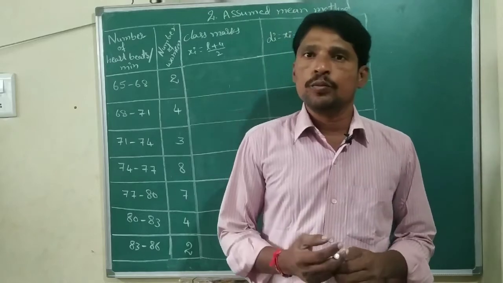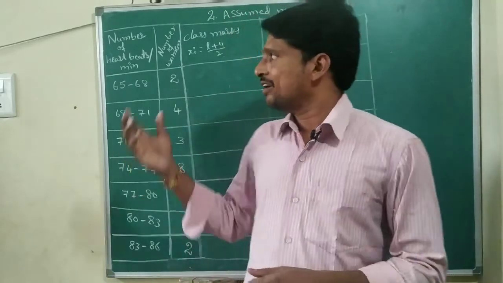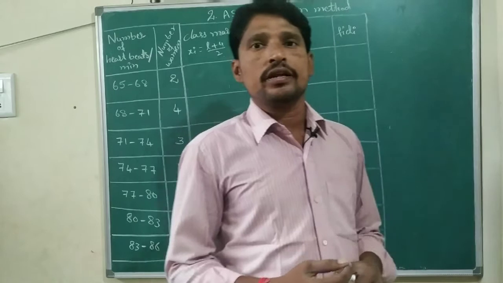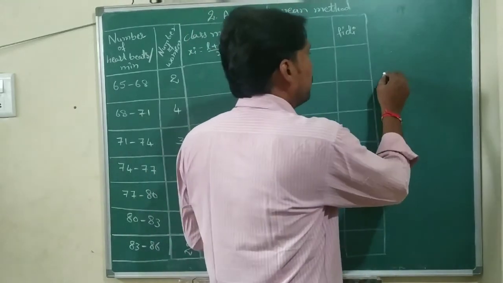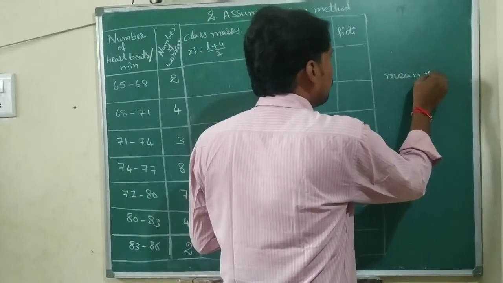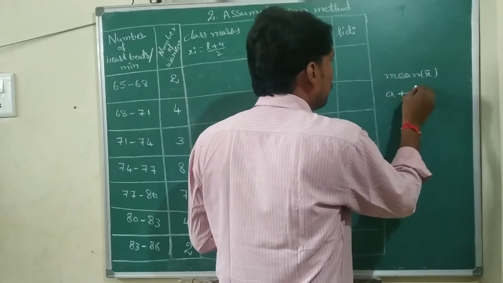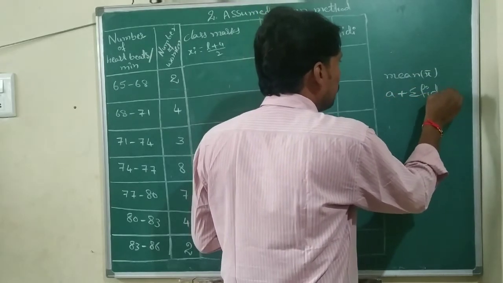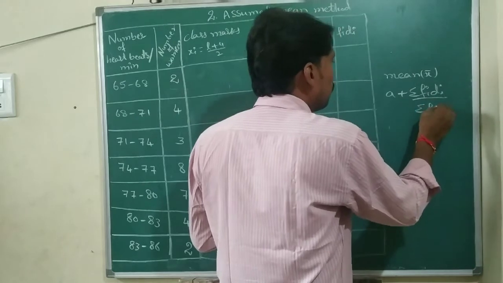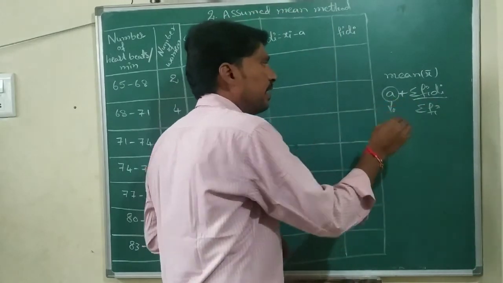Now we are following the assumed mean method. I took the same data. In the assumed mean method, the formula is mean x bar equal to a plus sigma fi di by sigma fi. So here, what is a?